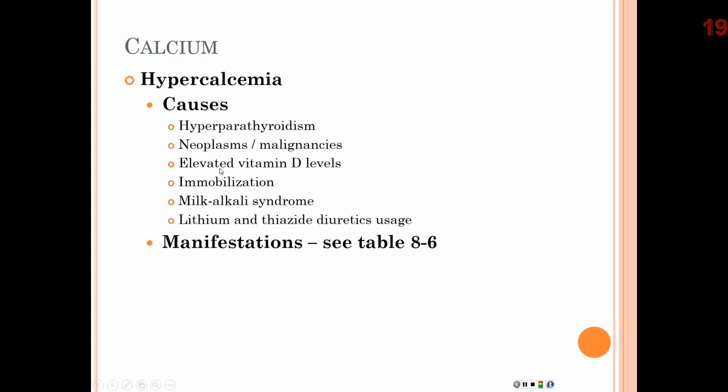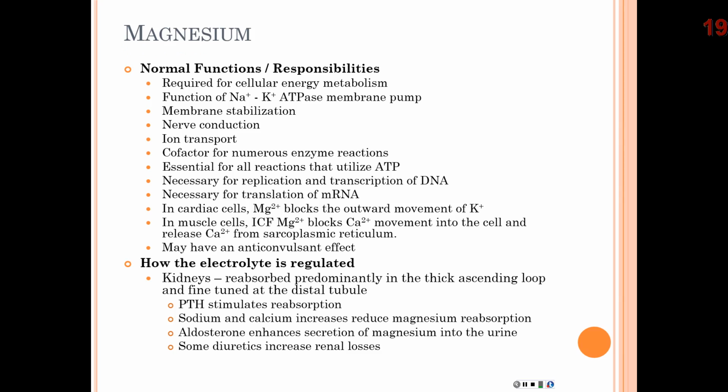One other one I didn't mention in your causes, I'm just looking at my slide here before we move on. Immobilization is a cause. If a patient is bedridden over a long period of time, the bones will start to break down, the osteoclast activity will actually increase, and you will see calcium levels rise significantly. So when you have someone who's bedridden, particularly if, say, the patient's comatose, you have to really monitor calcium levels.